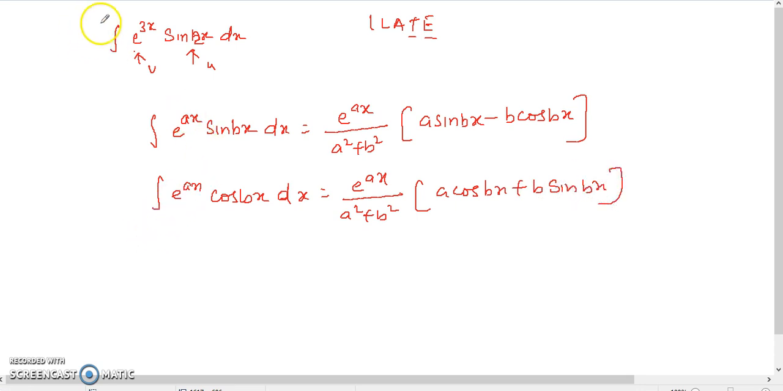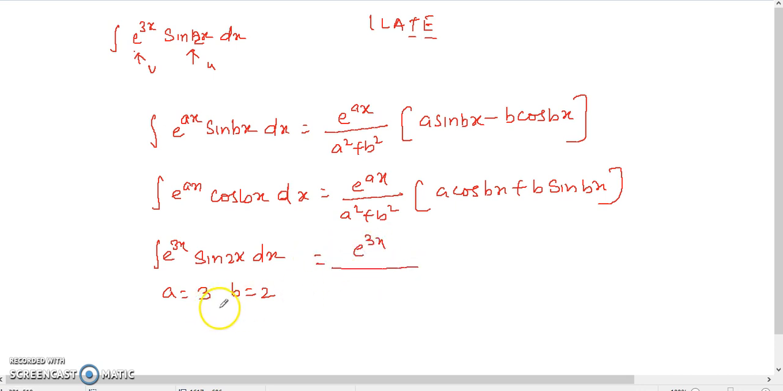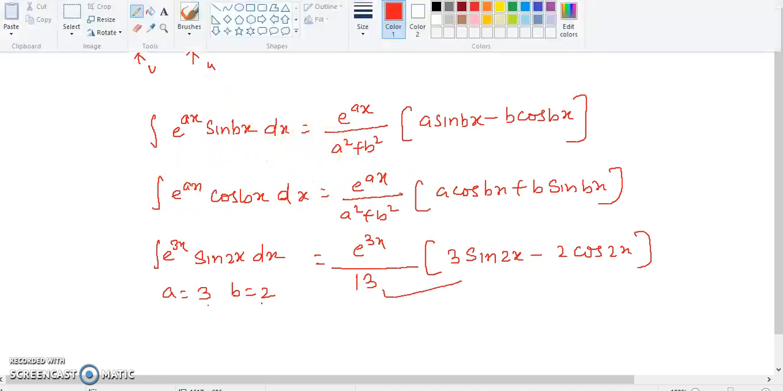Okay students, so here if you consider the given integration, e to the power 3x into sine of 2x, to integrate. So here you can assume a is 3 and b is 2, and directly you can write e to the power of 3x by 2 square plus 3 square, that is 9 plus 4, 13, into 3 sine of 2x minus 2 cos of 2x. This is direct integration. So these are all properties you have to keep in mind. If you don't know this, you have to practice it, and then we'll go further to the Laplace.